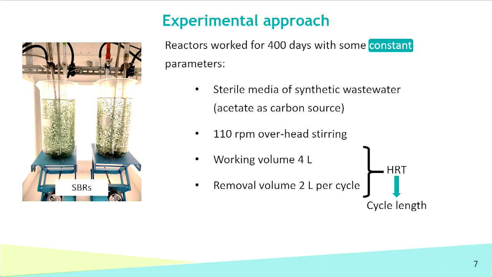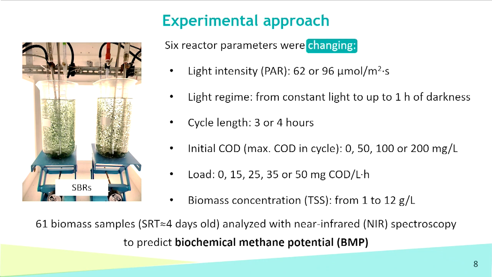The cycle length was changing, so the hydraulic retention time was depending only on the cycle length, but not on the volumes. On the other side, we had all the 6 reactor parameters that were changing, and these parameters are the ones that we study with the partial least square.